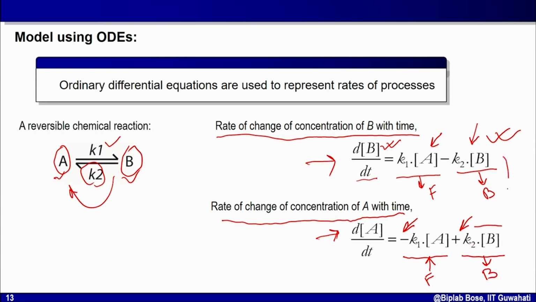So actually both these ODEs are exactly the same except the signs. The signs are inverted. So these two equations are essentially my mathematical model for this reversible reaction. And the ODEs written here are representing the rate of the processes: rate of formation of B, rate of formation of A.